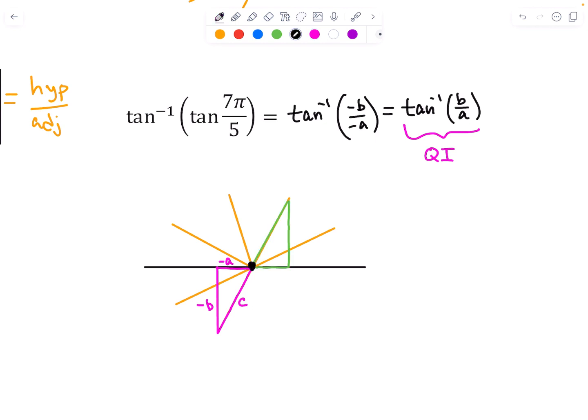And that's going to be this green triangle. Same dimensions, but positive values. So positive a will be the adjacent, positive b will be the opposite, and c will still be the hypotenuse. And this angle here is 2 pi fifths. This is the angle we are looking for.